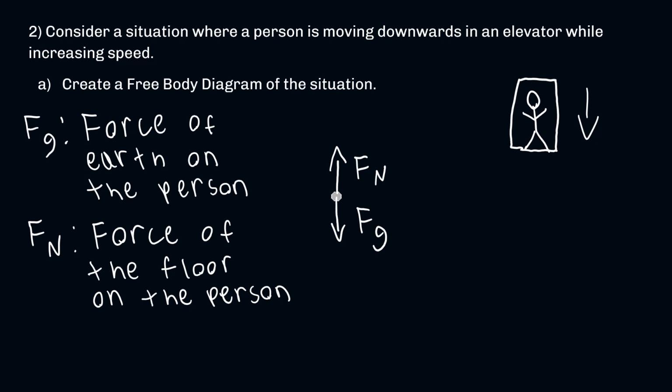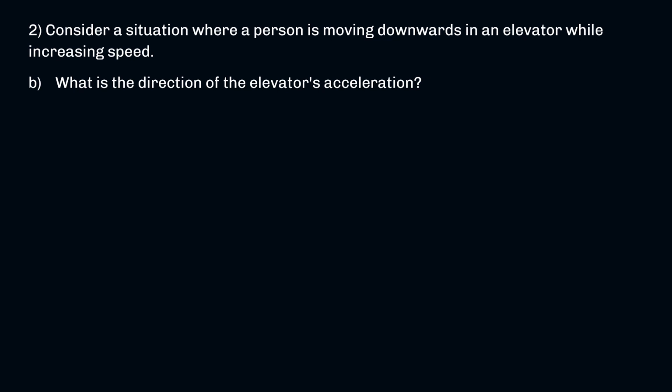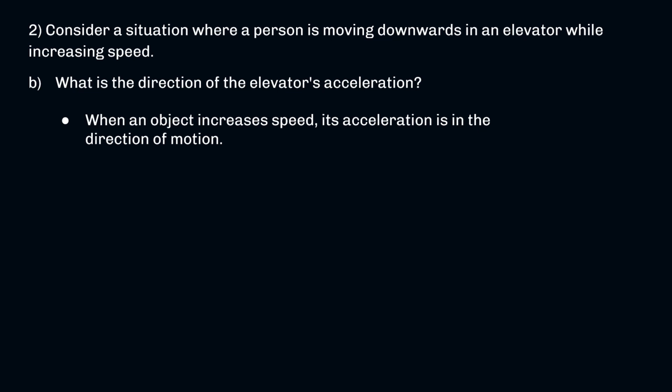So let's move into part B. So part B, we have what is the direction of the elevator's acceleration. Again, we're going to be moving downwards while increasing speed. So this is going to come again from our motion facts. So if we look at acceleration in motion, I see here that when an object increases speed, its acceleration is in the direction of motion. So again, we're starting off with our evidence. That can be my evidence for this. That is my fact for this situation because we're moving downwards and increasing speed. So we're going to have acceleration in the direction of motion. That's our fact that explains that.